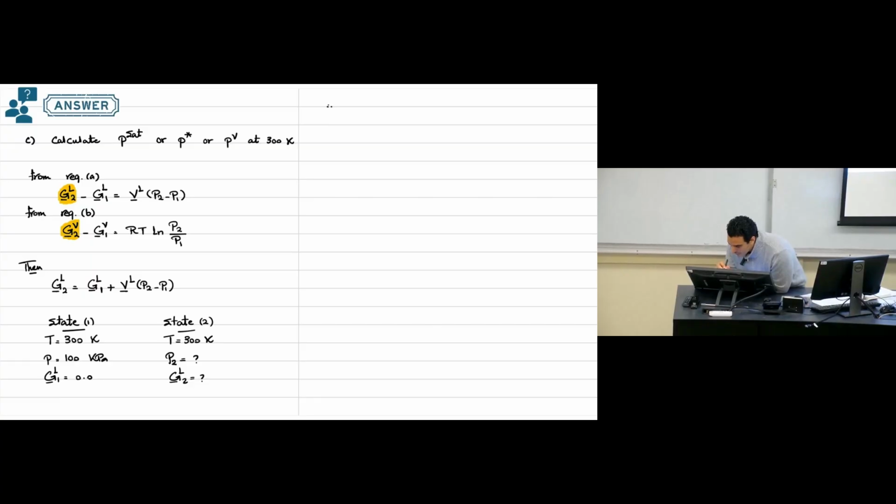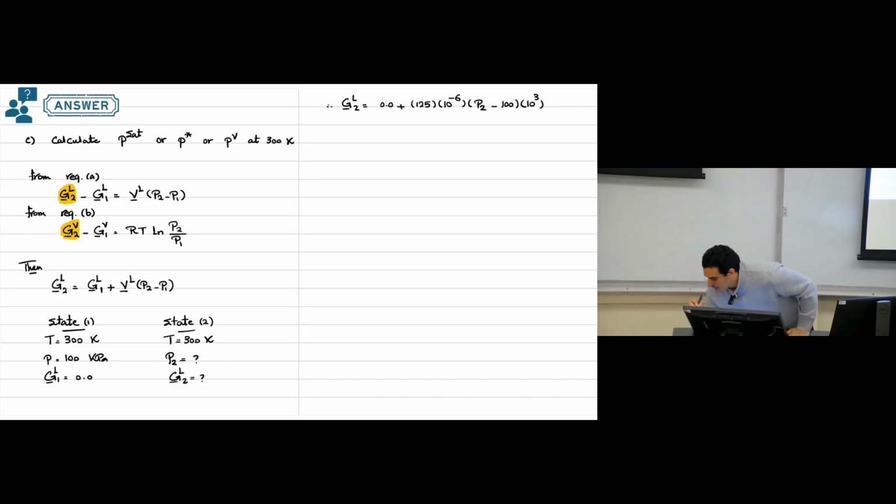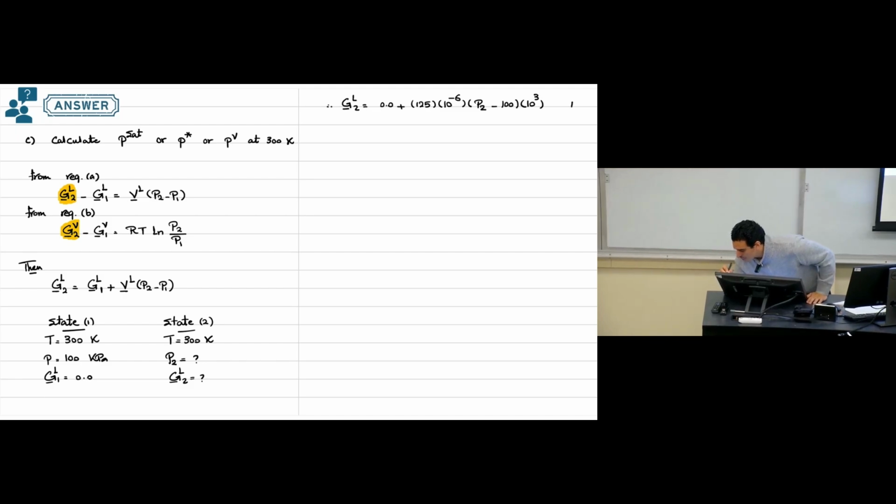Then we can say the molar Gibbs free energy of liquid at the phase equilibrium condition equals 0 plus the molar volume, 125 times 10 to the power negative 6, times P2 minus P1. P2, I have no idea what P2 is. This is the pressure I need to calculate. Minus P1, minus 100. And all of this times 10 to the power 3. So let's call this equation number 1.